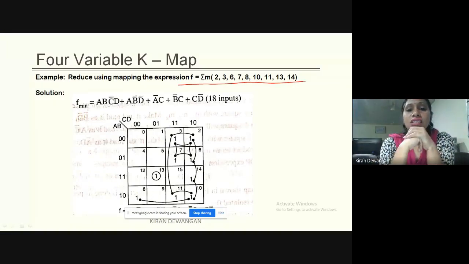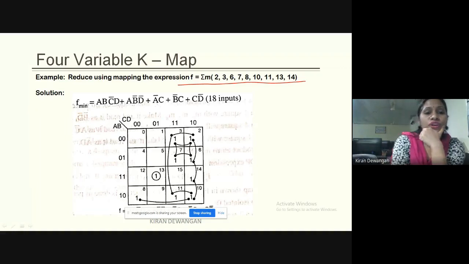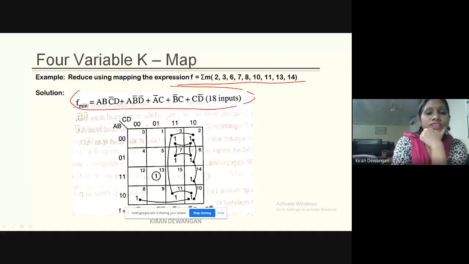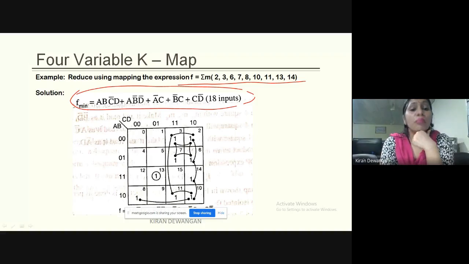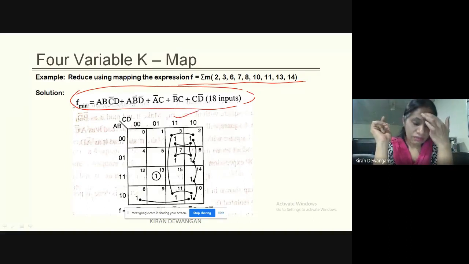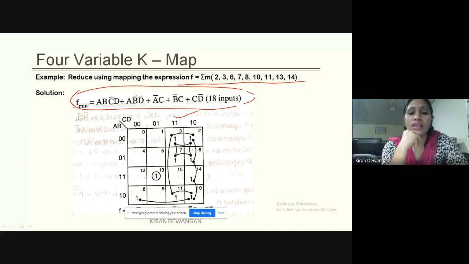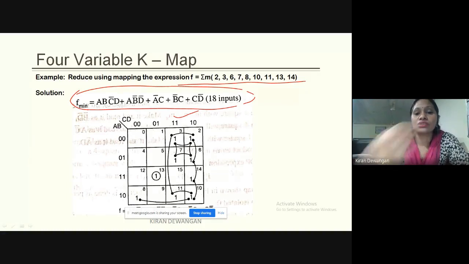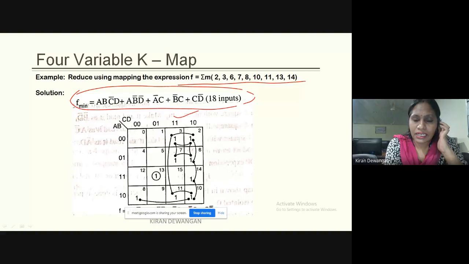F is summation M 2, 3, 6, 7, 8, 10, 11, 13, 14. Clear? So here we need to map it first. Now what is given here is just the output, that is the minimal expression that we will get after mapping and then reducing the mapped expressions. Clear? So these are the min terms directly given to us.